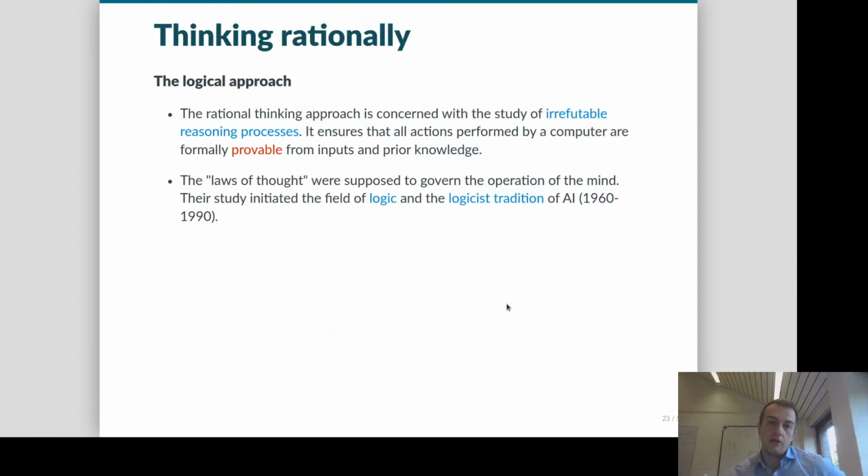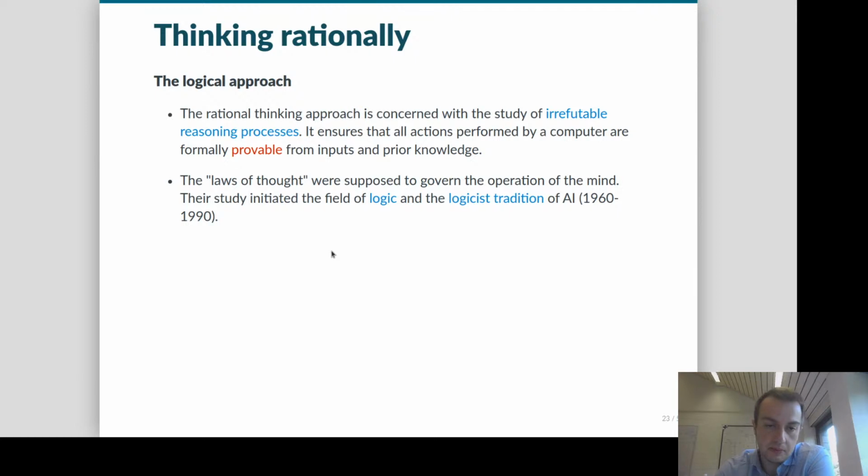Then the third definition that I would go over is the one of thinking rationally. And so this is known as the logical approach to AI. So rational thinking is something which has been studied for centuries, even more, in philosophy. Rational thinking is concerned with the study of irrefutable reasoning processes, such that this reasoning process will ensure that all actions that would be performed by a computer are formally provable from inputs and prior knowledge.